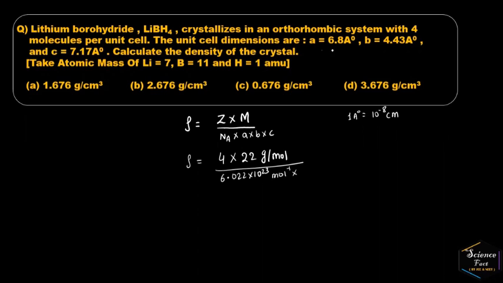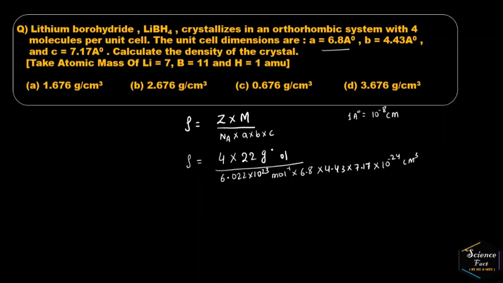Into A, which is 6.8 angstrom. I am first going to mention only the numerical value, that is 6.8, and in the end we will also mention 10 raised to the power minus 8 for each edge length. So 6.8 into 4.43 into 7.17, and of course all edge lengths are already given in angstrom. So in terms of centimeter, it will be 10 raised to the power minus 24 centimeter cube.